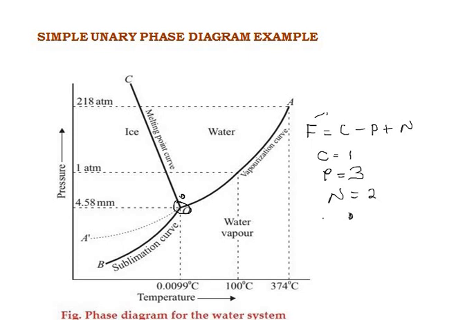Alright, so in this case, our F, let me label this at O. Our F will be equal to 1 minus 3 plus 2. And this will give you minus 2 plus 2, which is 0. And this makes sense because in this position O, we don't need any additional information or independent variable for us to define the system. We already have the pressure and the temperature, so it's already defined thermodynamically.